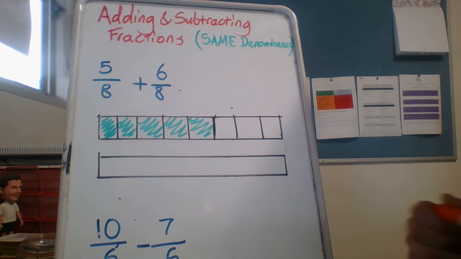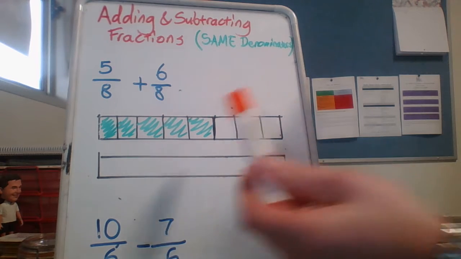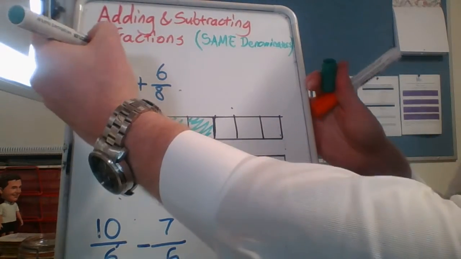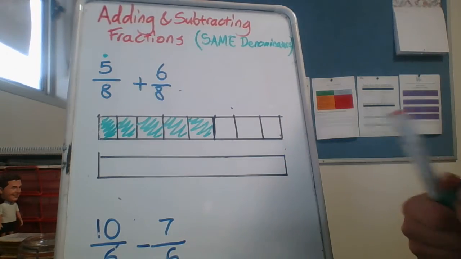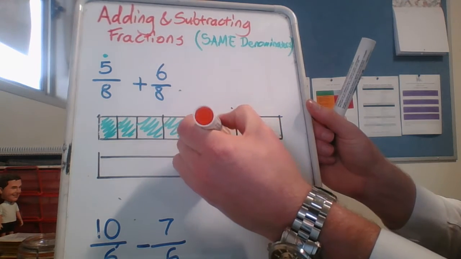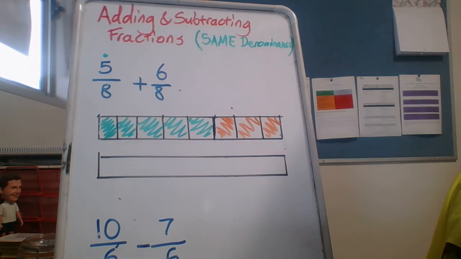So I'm going to use a model here to show this. In here, I've already split this into 8 sections, and I've shown 5 eighths here in green. And now all I need to do is add on 6 of them. So I can see, if I'm going to add 6 eighths, there's 3 more. I need to add 3 more on.